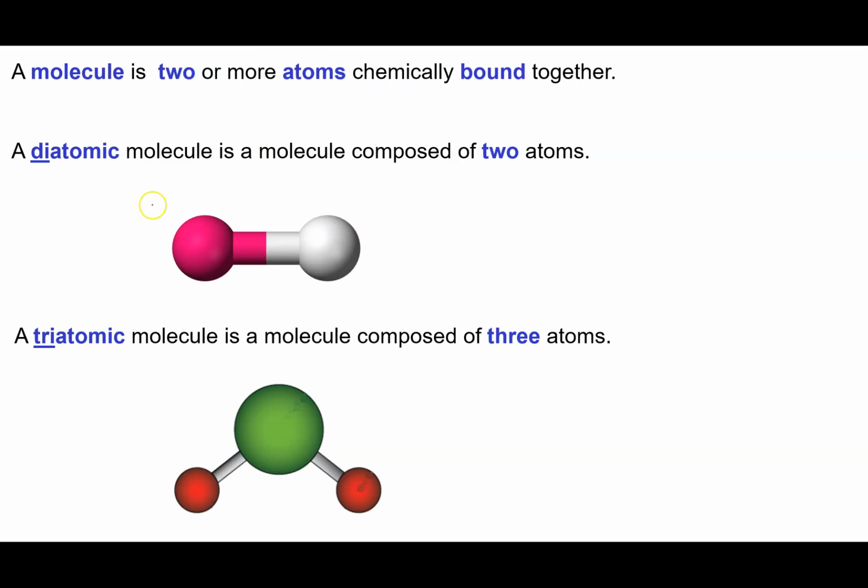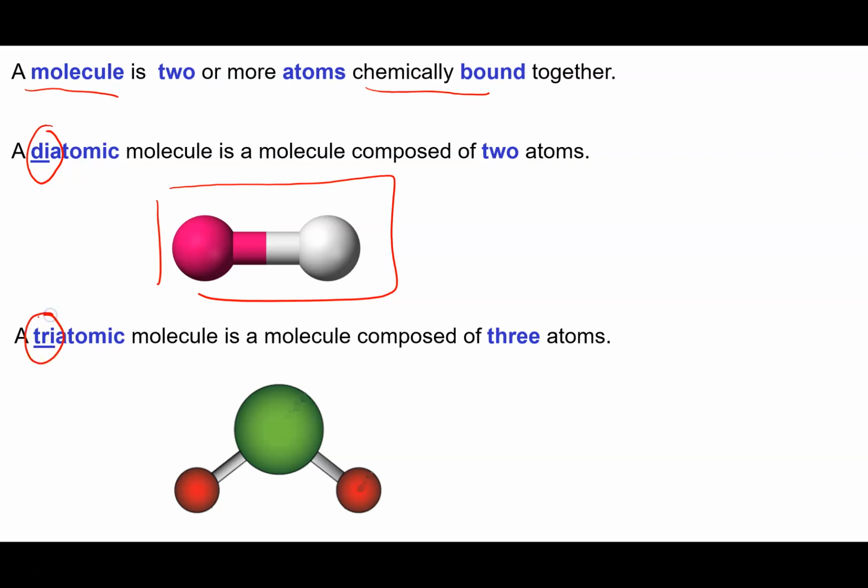So atoms can bond to one another, form what we call a chemical bond, and create what we call a molecule. So a molecule is just two or more atoms chemically bound together. We have a little naming convention. If our molecule is composed of two atoms, we call it a diatomic molecule. And if our molecule is composed of three atoms, we call it a triatomic molecule.